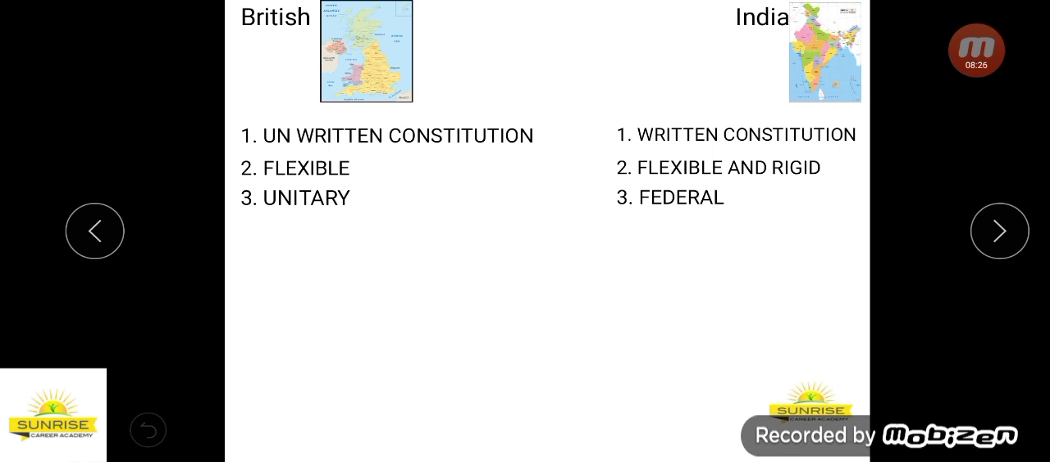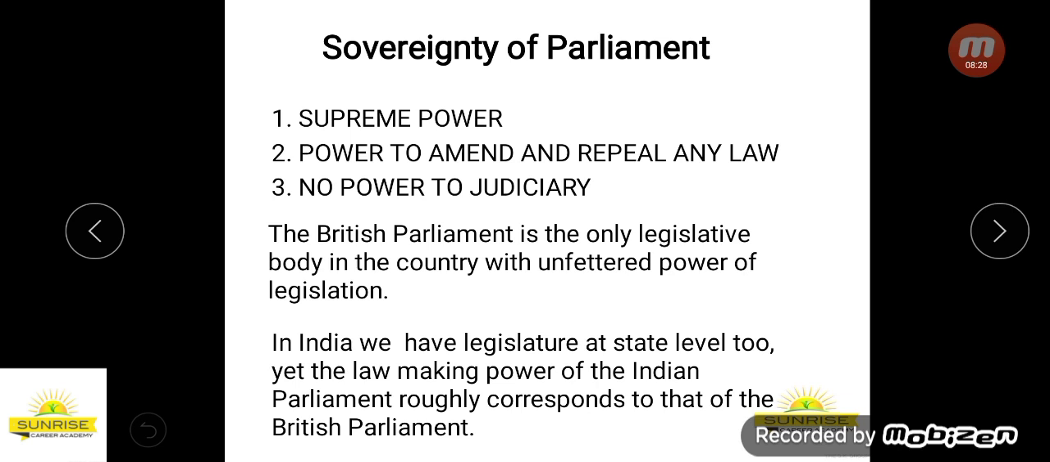Okay. Now, the next topic is sovereignty of parliament. In any exam, if sovereignty of parliament comes up, you have to understand that sovereignty means supreme power. Who has supreme power? The parliament of that country has supreme power. The term sovereignty means supreme power, a very important feature of the British constitution. Remember this.